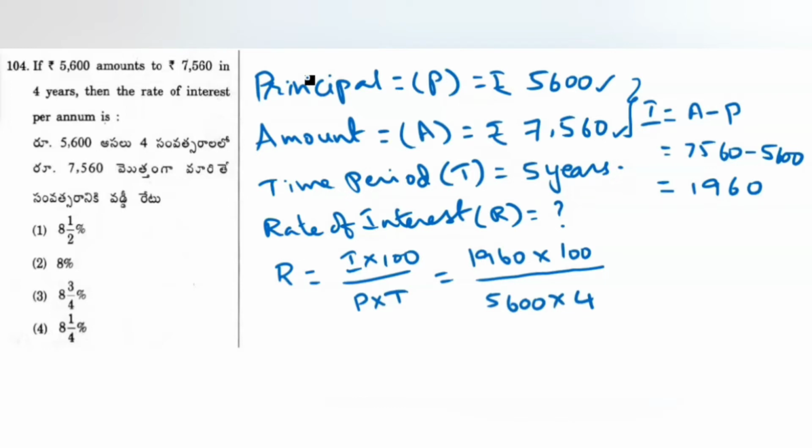So on cancellation, 2 zeros cancelled. So this 56 and 1,960 comes to 35 times. So now the numbers left over is 35 by 4. So 35 by 4 can be written as, if you divide by 4, 35 gives you 8 3 by 4 percent. So this is the rate of interest per annum. So the option is 8 3 by 4, option 3. This is the correct answer.